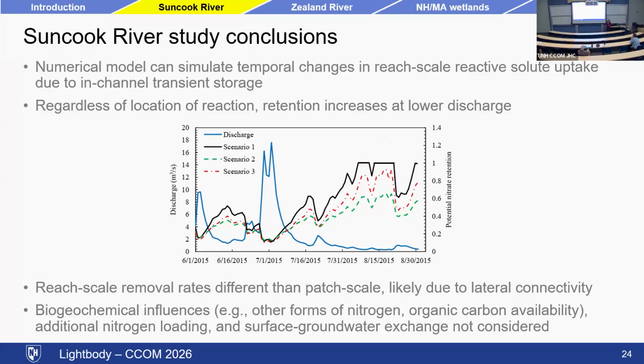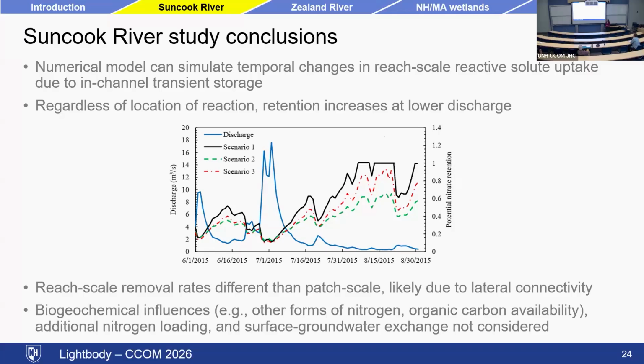Holding everything else constant, holding loading constant and holding biogeochemistry constant, which does not make sense here exactly because we know that there's seasonality in those reaction rates. Interestingly, the reach scale removal rates that we got were different than the ones that we put into our model for the individual patch or grid scale, because the reach scale rates took into account not only those local rates, but also the connectivity of the flow to those environments. And this study did not consider those biogeochemical influences, additional nitrogen loading, or exchange with the groundwater.